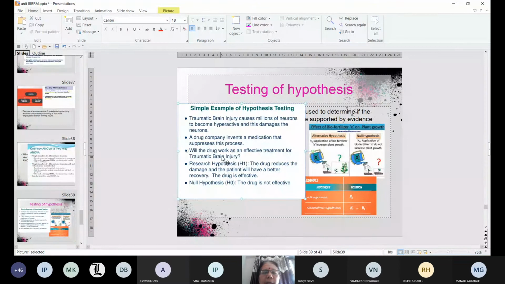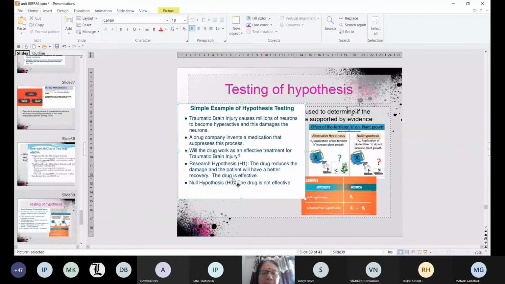So the research hypothesis is that the drug, that is the medicine, reduces the damage and the patient will have a better recovery. That means the drug is effective. So the researcher is assuming that the drug is effective. But in hypothesis making, you usually develop a hypothesis which is just the opposite of what you believe. That is called the null hypothesis.